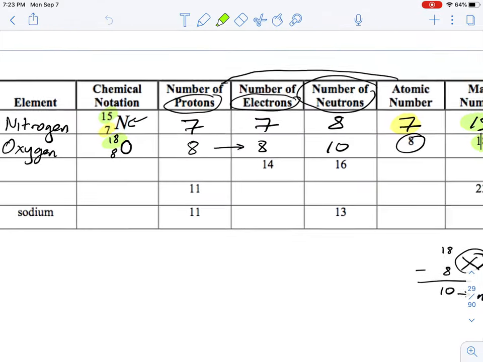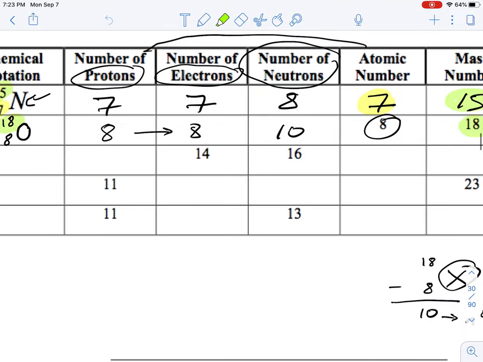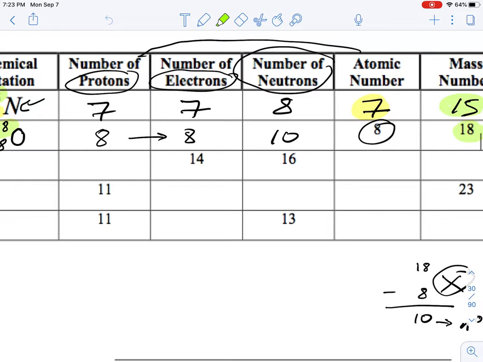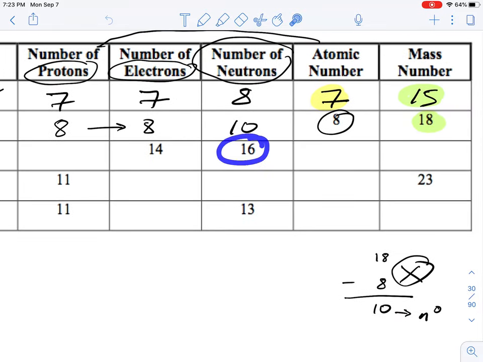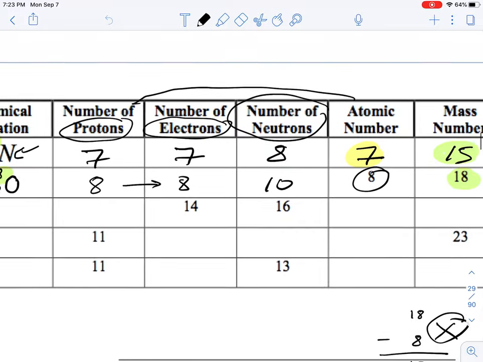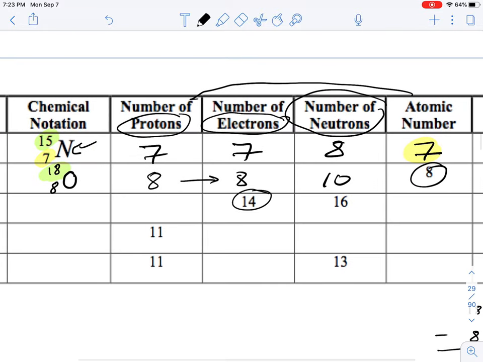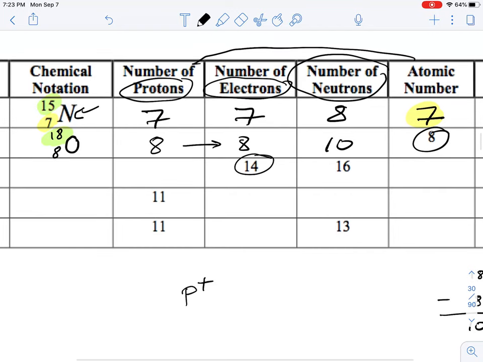Okay. All right. So we're going to look at one more example. So we're going to look at the next one over here. So here we see 16 and 14. Okay. And so if we have 14 electrons, remember that the number of protons equals the number of electrons. And so I should have 14 here as well.